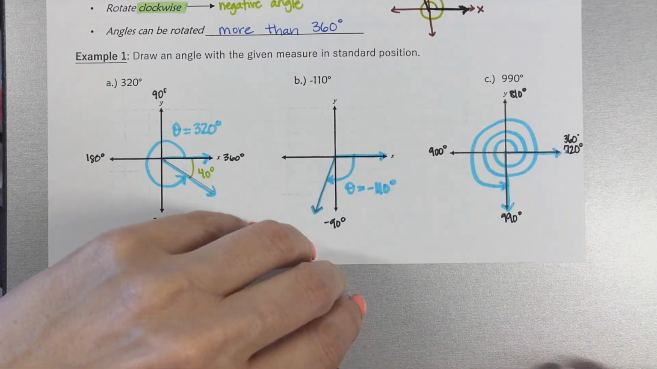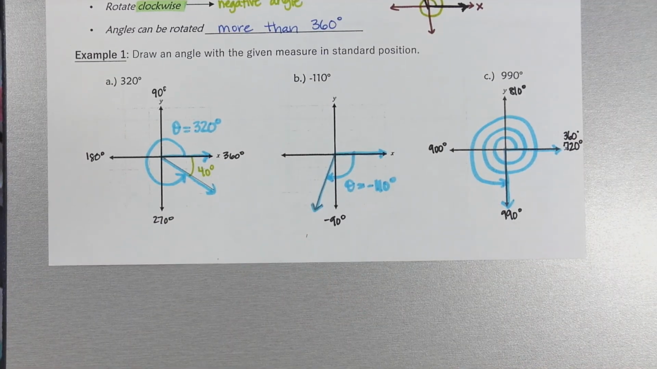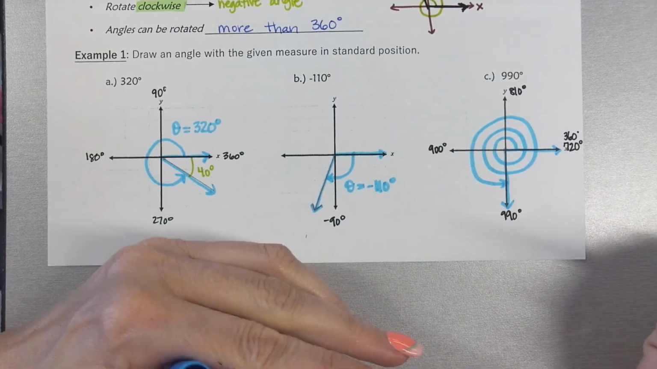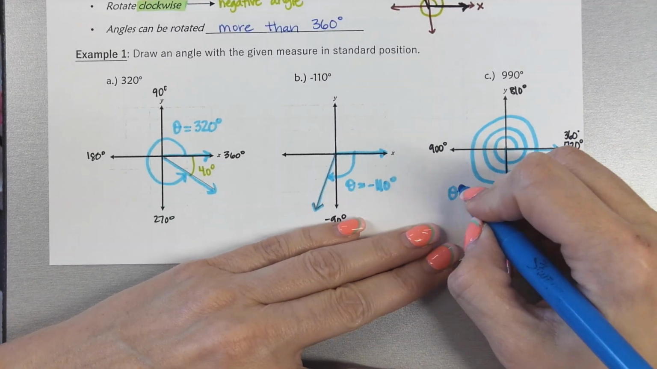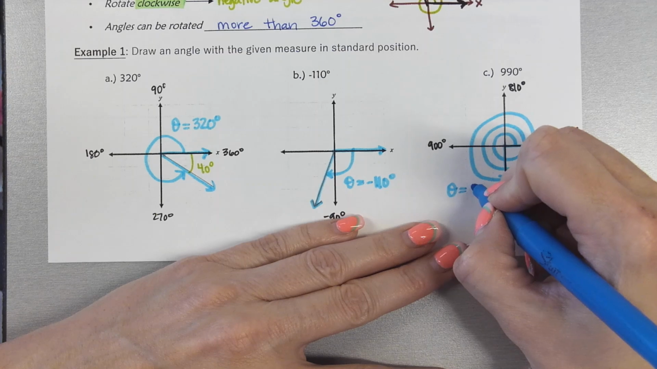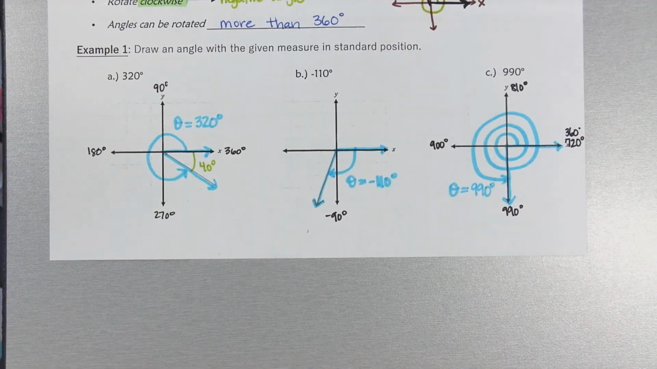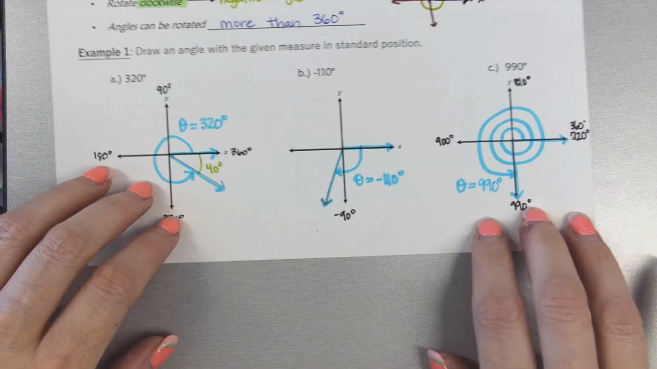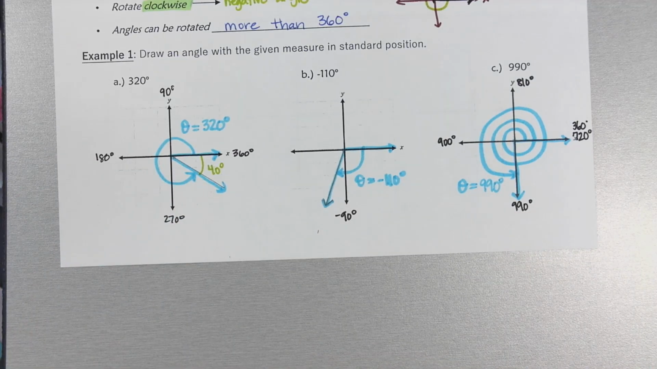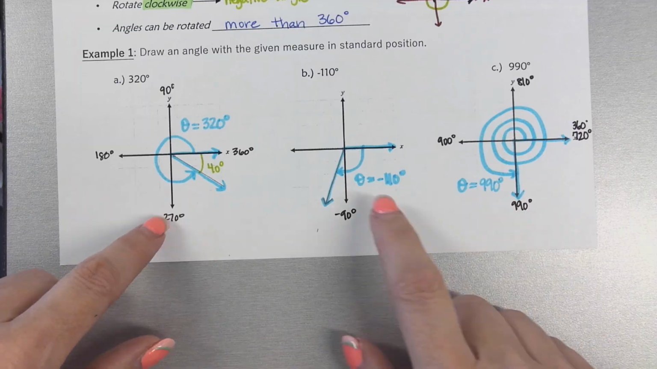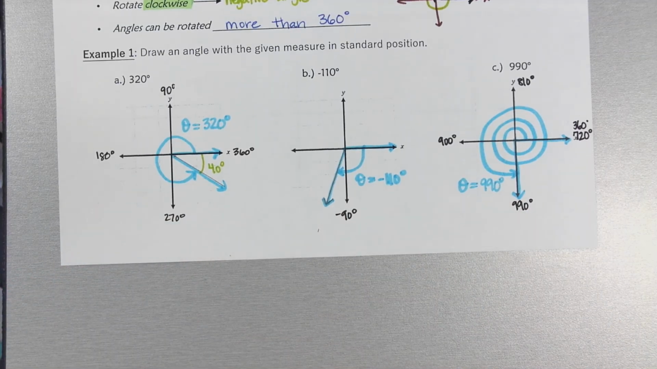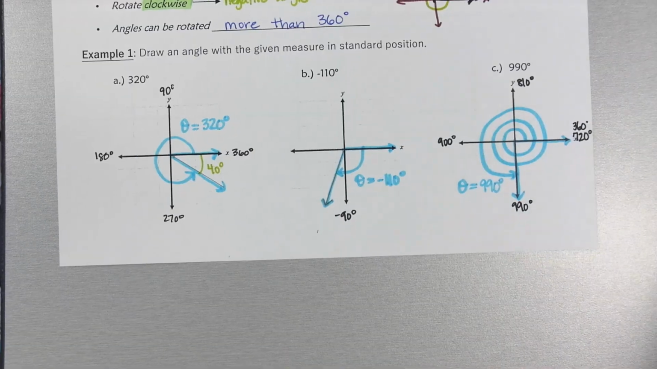Okay, and then once you have this, you are going to write your theta. So your theta value is equal to 90. Okay, and I gave you grids for this. If you guys want to do yours on graph paper, you can. You can also draw these yourself on line paper, that's fine. Okay?